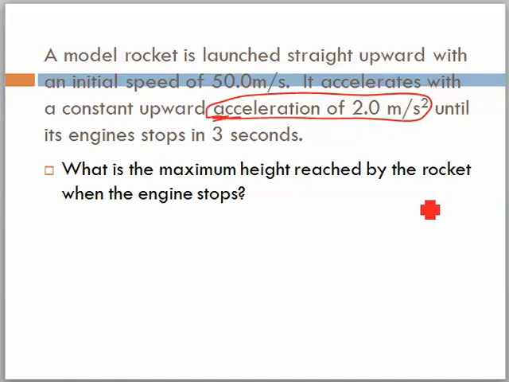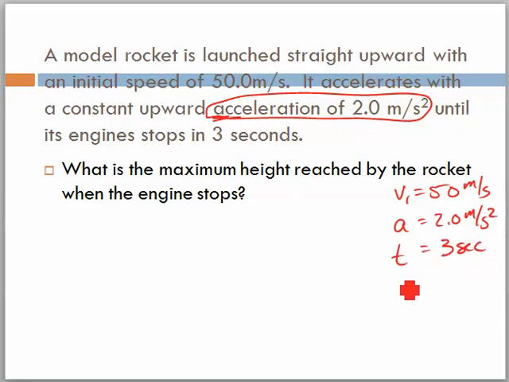I'm going to help you make your list. Its initial speed is 50 meters per second. Its acceleration is 2.0 meters per second squared. Time is 3 seconds. The rocket is launched, usually they're launched from the ground, so we can say yi equals 0. And then the only thing you have left is yf. At this point, let's go ahead and write our equation, and then I'm going to let you try to solve it.